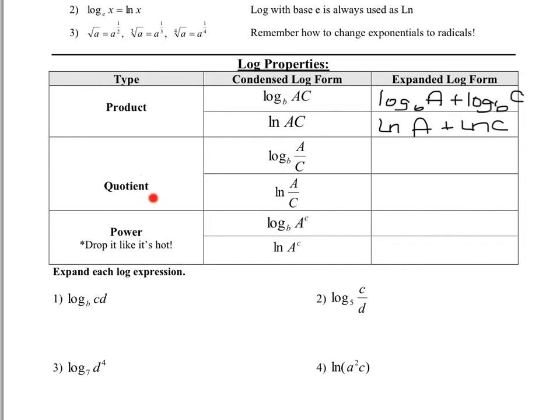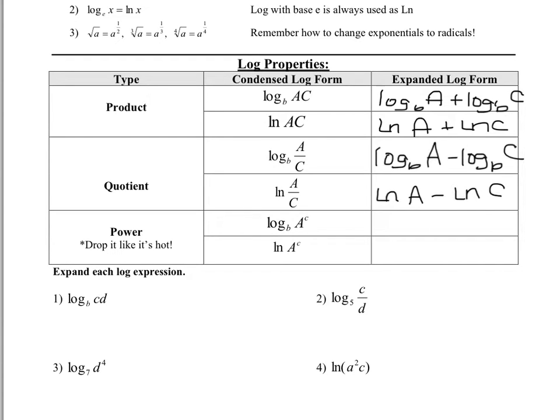Okay, let's talk about the quotient rule. So if I have log base b of a divided by c, in expanded form we're just going to subtract. So this would be log base b of a minus log base b of c. Same thing for ln with no base, so ln of a minus ln of c.